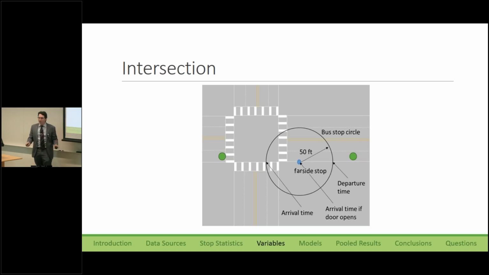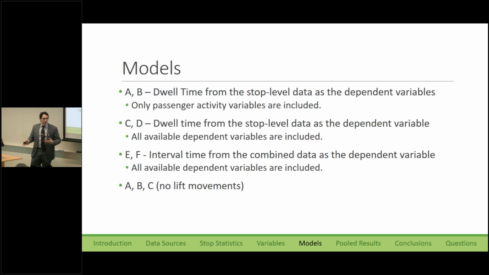So for the models I'll get into, we looked at 6 plus pooled results. 3 of those models, A, C, and E, so, sorry, slight mistake, A, C, and E had no lift movements, didn't consider what was happening for the lift. The others did include lift movements. A, B, C, and D used dwell time as the dependent variable and attempted to predict that first with just the passenger movements from the stop level data, and then all significant variables from both data sets. And then finally, predicting that interval time with all available data.